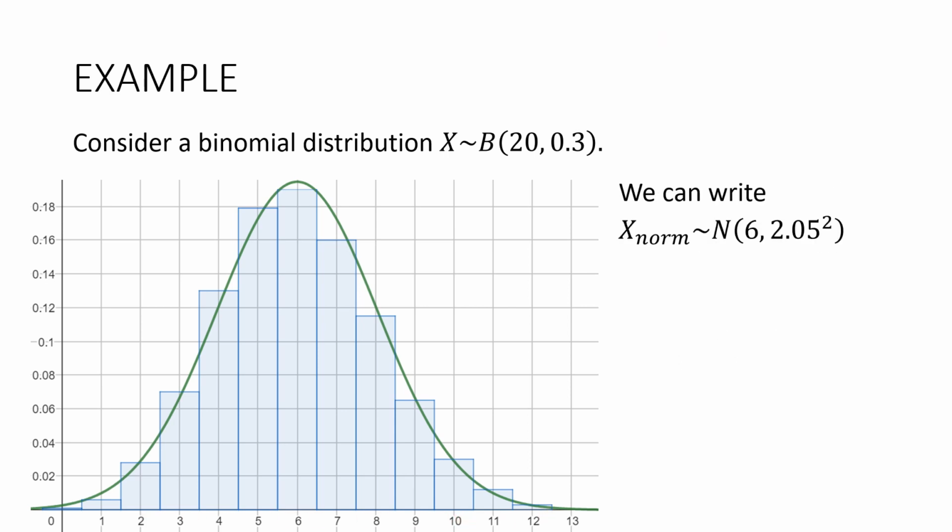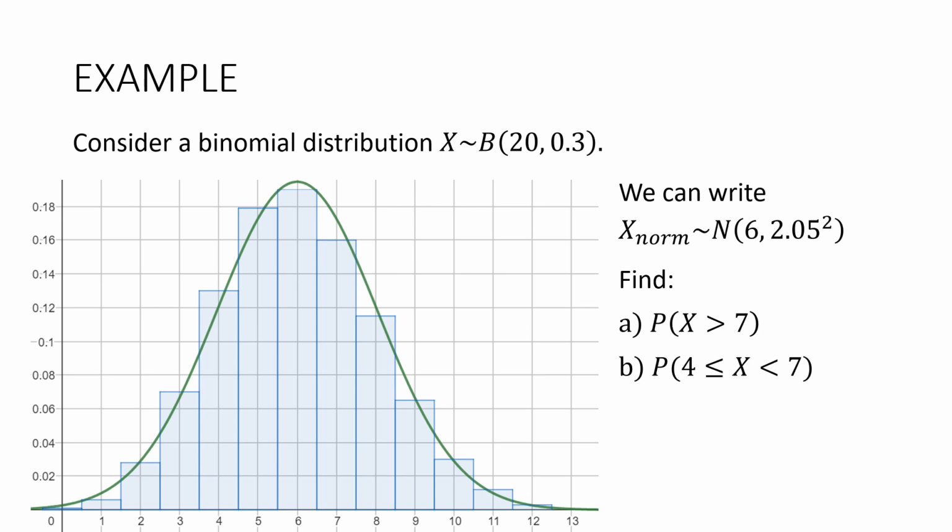And this is what we can write. Instead of this statement here, we write the normal approximation: X is distributed as a normal distribution with mean 6 and variance 2.05 squared. And we can use it to answer questions like this.